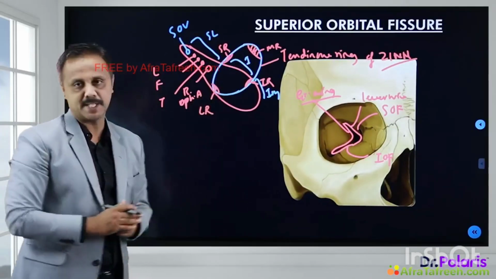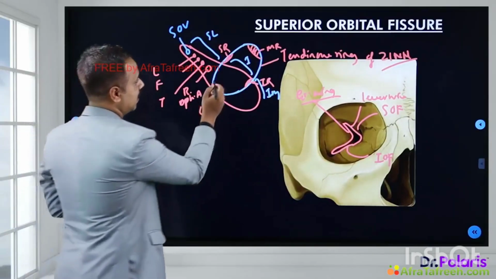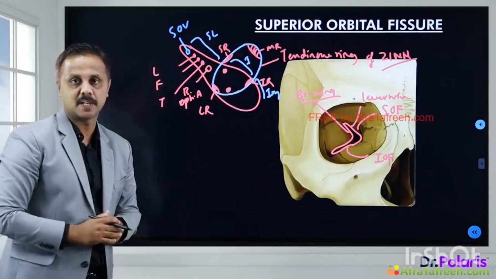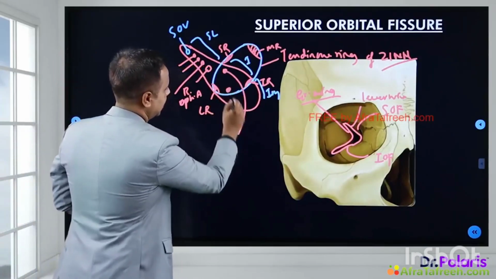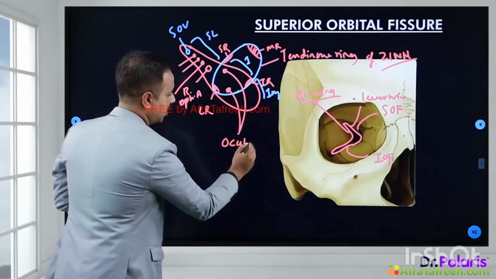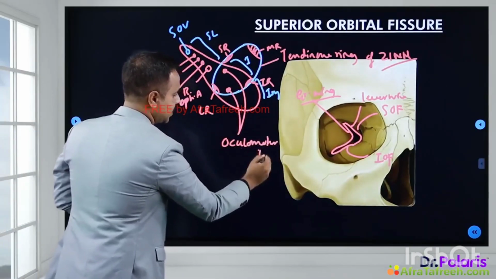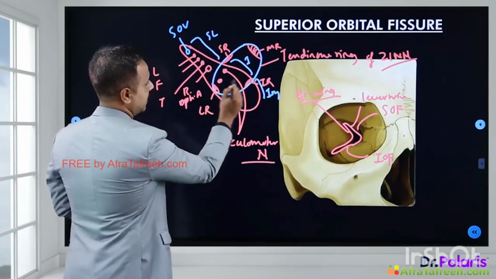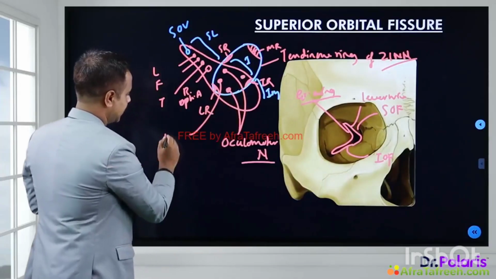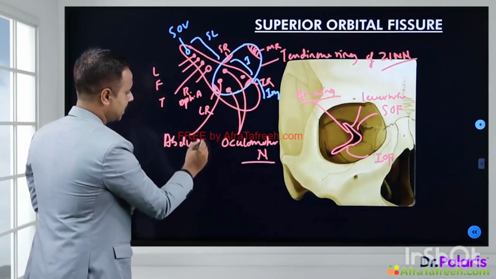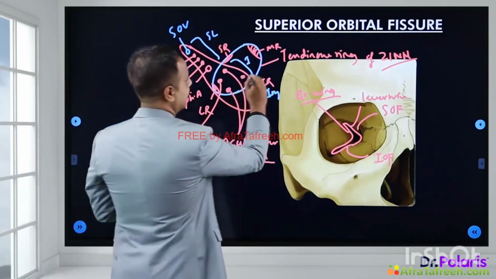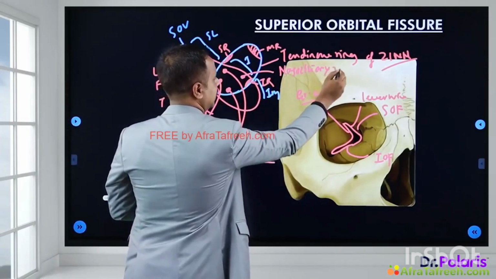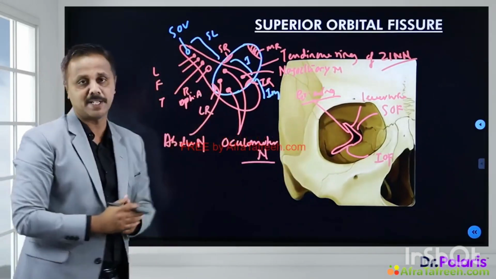Then what about the intermediate compartment? The intermediate compartment will allow for passage of one important cranial nerve which has 2 divisions. These are the superior and inferior ramus of the oculomotor nerve. Then there are 2 more nerves. This is the 6th cranial nerve or abducent nerve, and this nerve is the nasociliary nerve. So there are 4 nerves passing through the intermediate compartment.